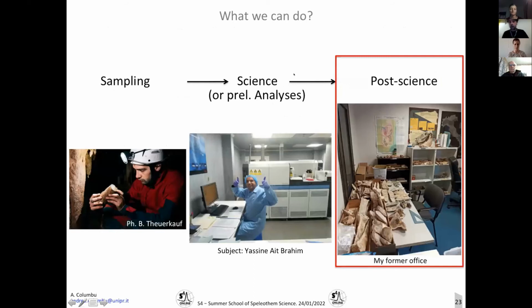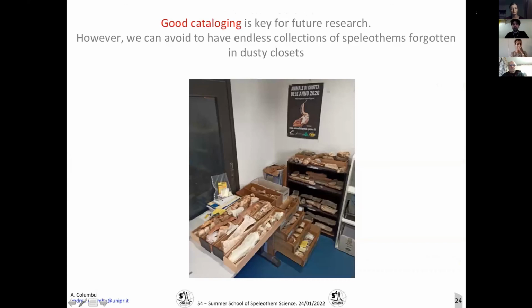And we are already in that phase of our research that I've called post-science. So we end up with a series of speleothems. Some of them were used for our science, some of them were not. But there will be one point in which our deposit will be full of speleothems. And as Ian said before, good cataloging is key for future research, of course. However, we can also avoid having an endless collection of speleothems in some way if we adopt some approaches that we're going to see now.